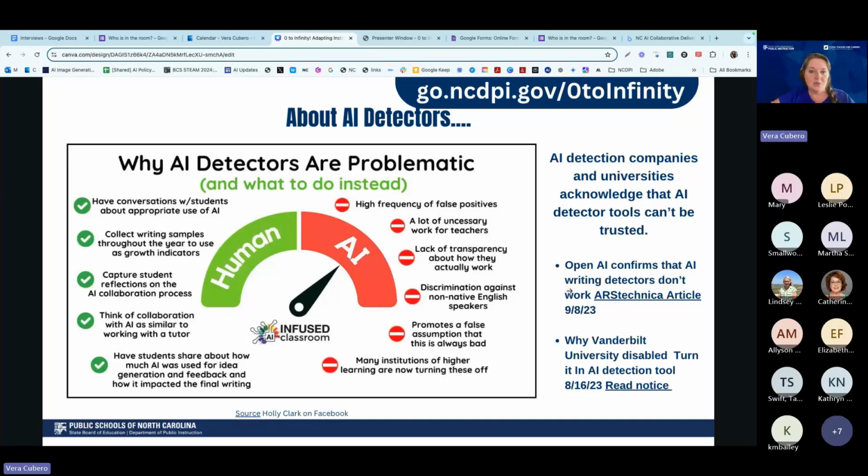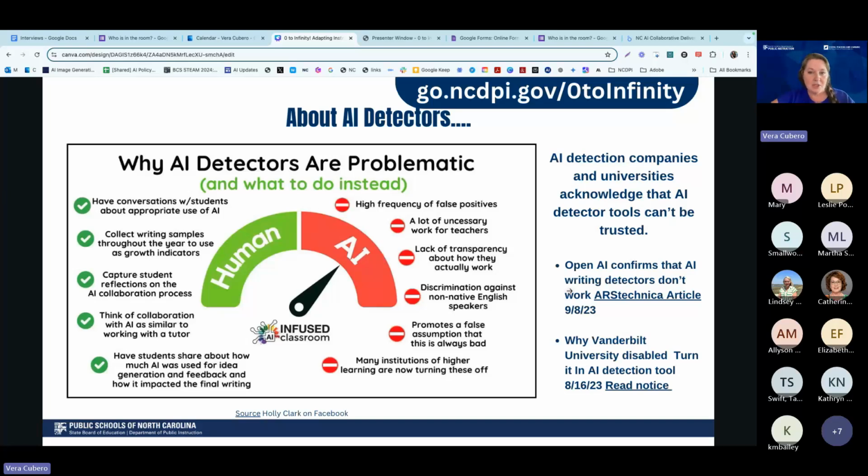Having conversations with your students about appropriate use. AI literacy is our number one defense against all of the bad and ugly effects of AI. Teaching our students how to use it appropriately, and teaching them about the benefits and the concerns, is the best defense. And we've been here before.